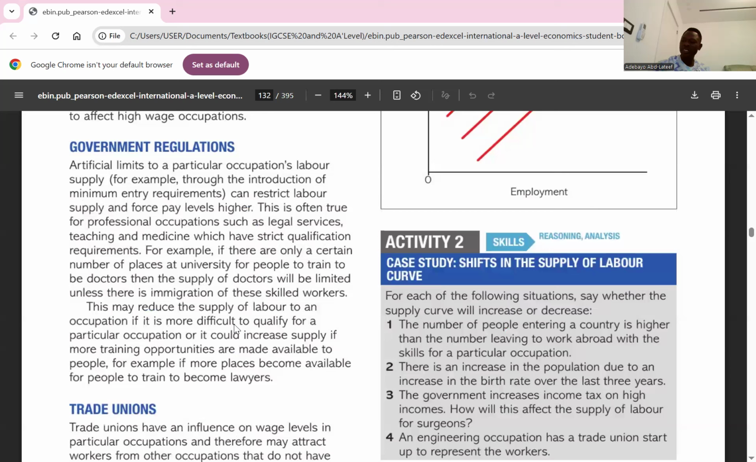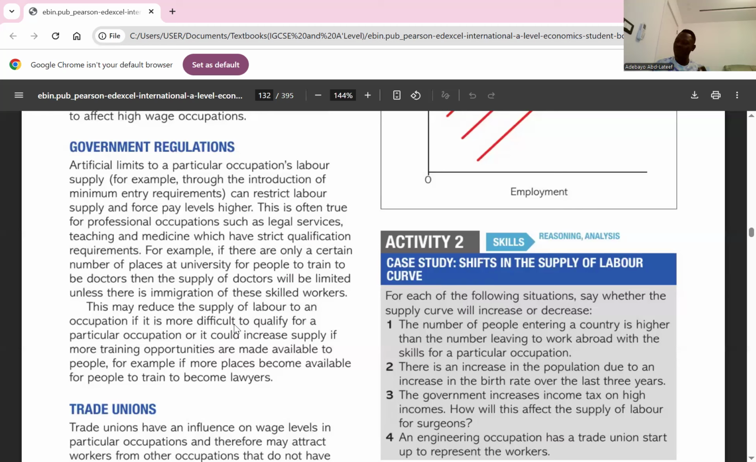When we talk about government regulations, we're simply talking about the minimum requirements for entry level. If, as a young graduate, the requirement to get a job is high, that means it's very strict. The supply of labor in such an occupation would reduce, and because the supply of labor reduces, the wage rate would rise. Is it making sense or not? So the introduction of a minimum entry requirement for certain occupations will restrict the supply of labor and force pay levels higher. This simply means it becomes difficult to qualify for specific jobs.